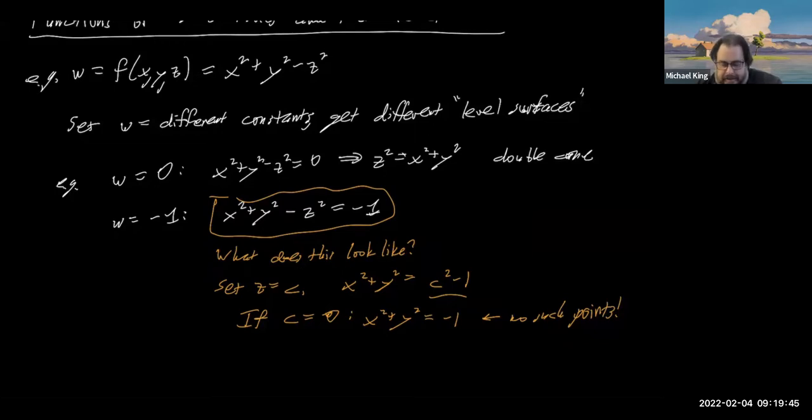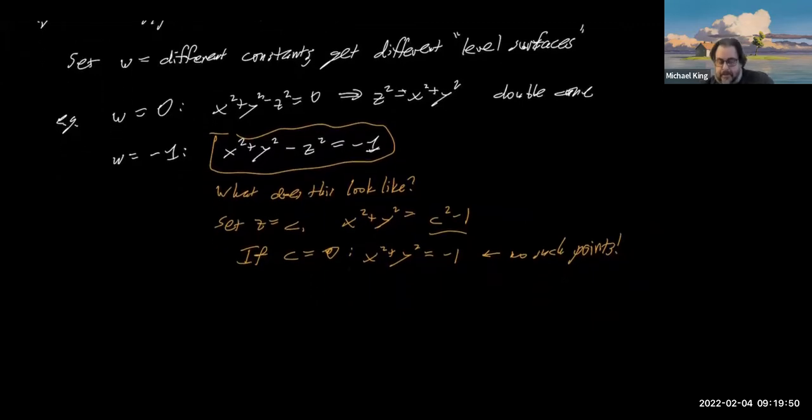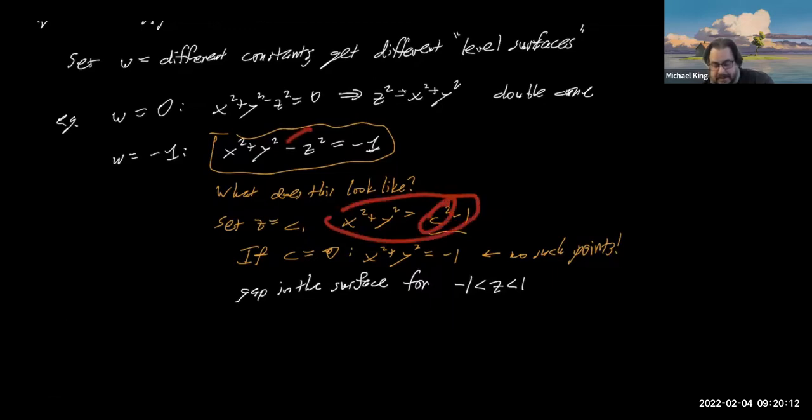Okay. So here's what I was saying. Over here we got this two-sheeted surface. There's no such points here, so we get a gap in the surface, for z between -1 and 1. If I think about setting c to any number where c squared is less than 1, this will be negative, and you'll get nothing. You'll get no cross section. So that's why we get what's called a two-sheeted hyperboloid.